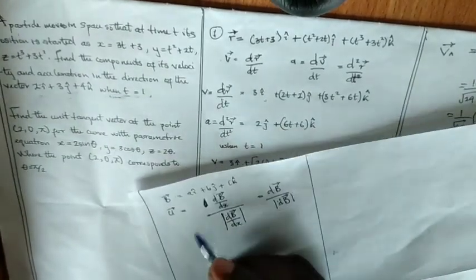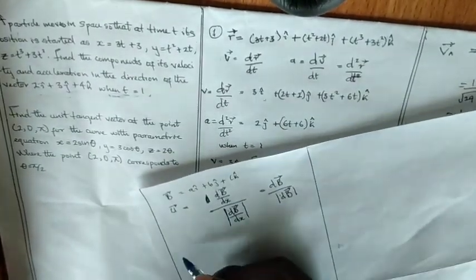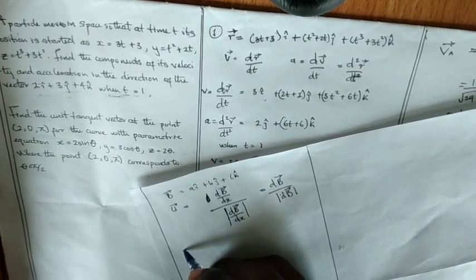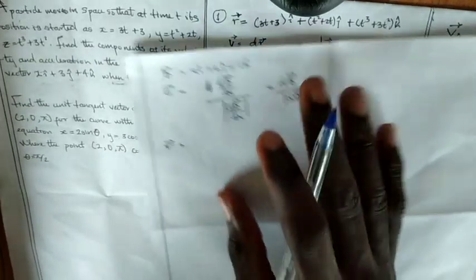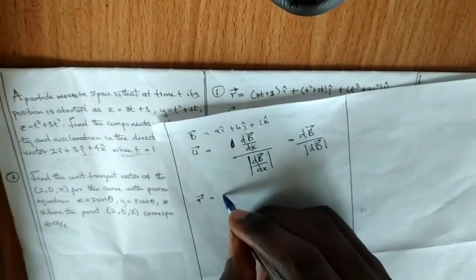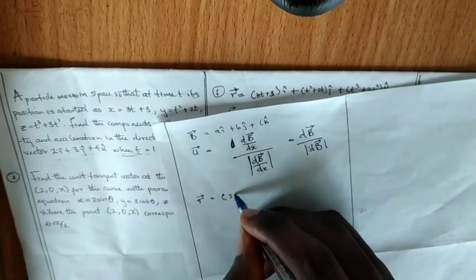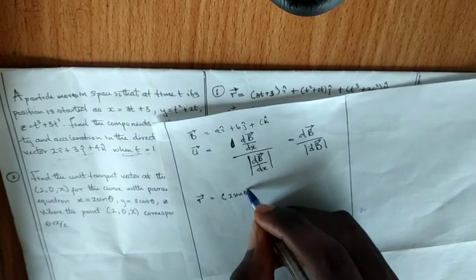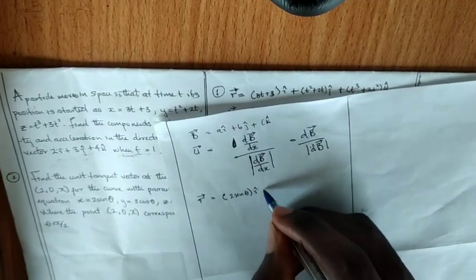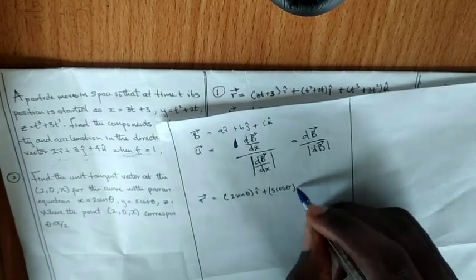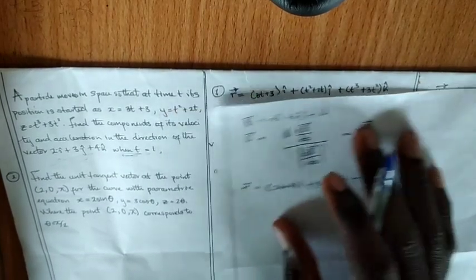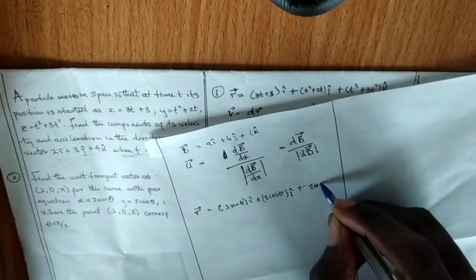So now we are given the parametric equation, and the first thing we have to do is actually get the position vector. So the position vector r, like we did in the previous example, is 2 sine theta i plus 3 cos theta j plus 2 theta k.